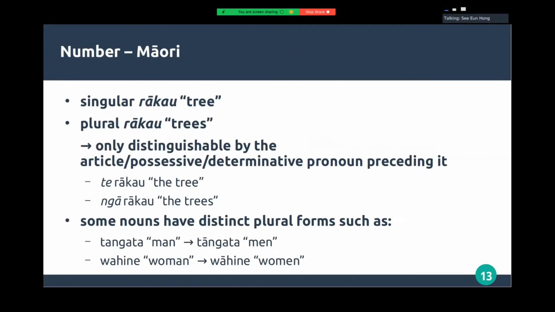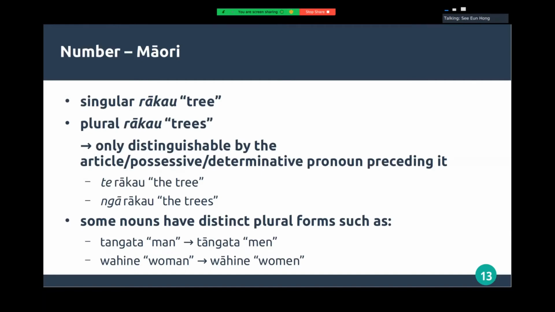So let's look at how Māori denotes numbers. Actually, most of the nouns in Māori don't have a separate plural ending. So when you say rākau, it could mean both a single tree or multiple trees.